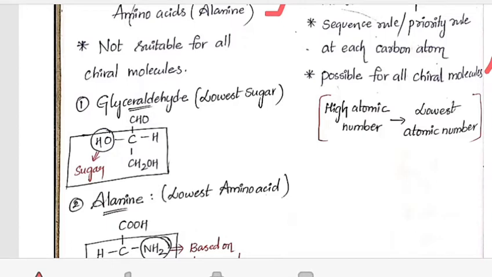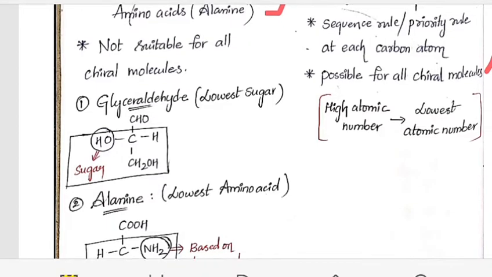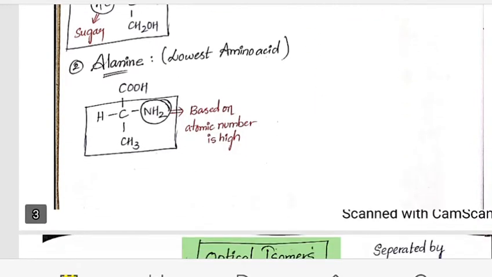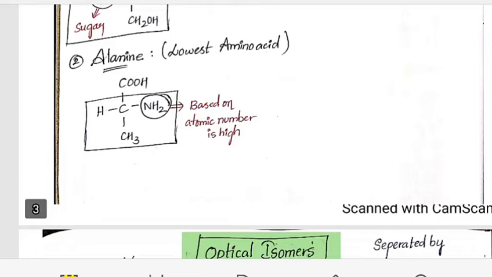And they are assigned based on the priority order. The reason for glyceraldehyde and alanine being the standards is that they are the lowest sugar containing a chiral center and the lowest amino acid containing a chiral center.